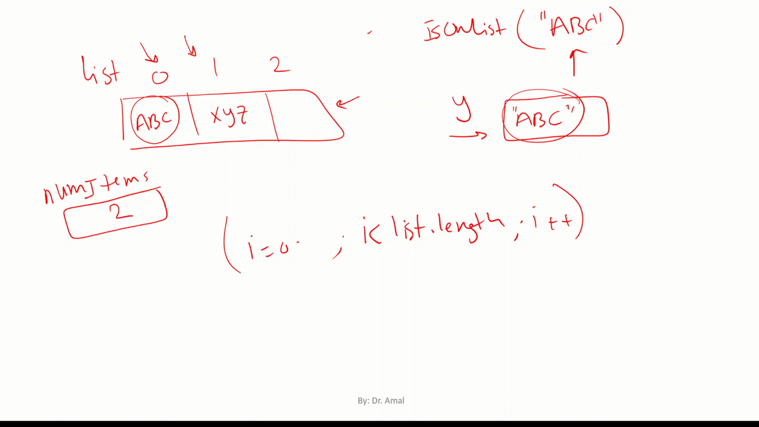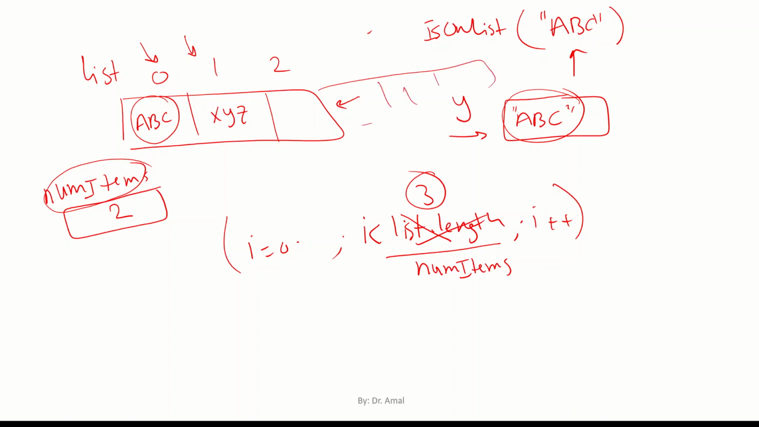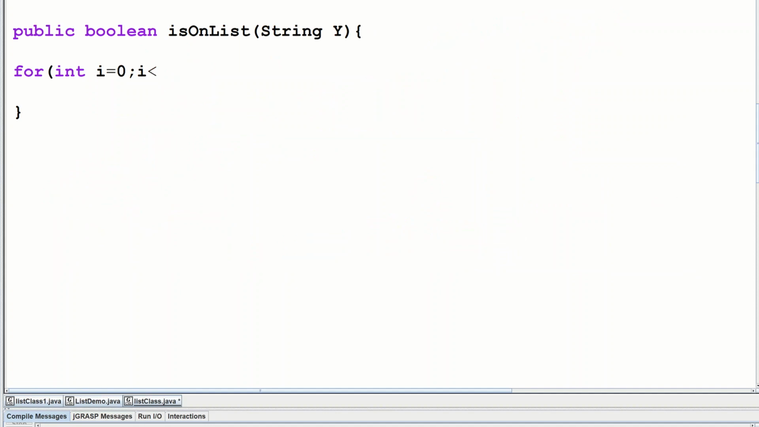But let's think about it here. If I say i less than list.length, it will go up to the value 3. But we don't have 3 elements in our array. We have only 2. So that's why I have to use numberOfItems instead of list.length. Otherwise, if the array is very big, for example size 100, I would go through 100 elements and all of them are empty, so I'm just wasting my time. So I will say i less than numberOfItems, and then i plus plus.